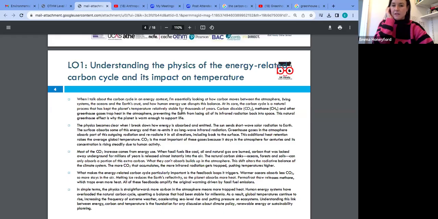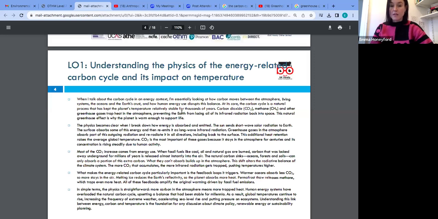So the physics is clear when we break down how energy is absorbed and emitted. The sun sends shortwave solar radiation to Earth. The surface absorbs some of this energy, so it's absorbed into the planet, and then it re-emits this as long-wave infrared radiation. So the greenhouse gases in the atmosphere absorb part of this outgoing radiation, and it gets re-radiated in all directions across the planet, including back to the surface. So this additional heat retention raises the average global temperature.